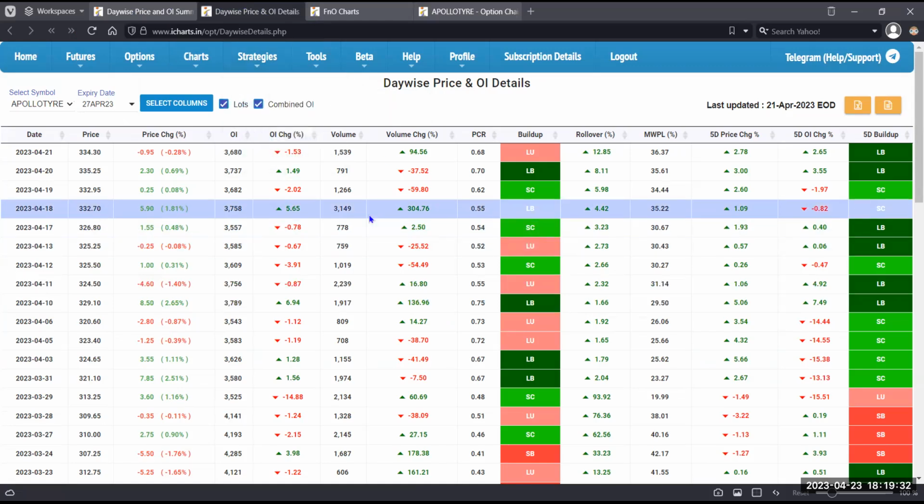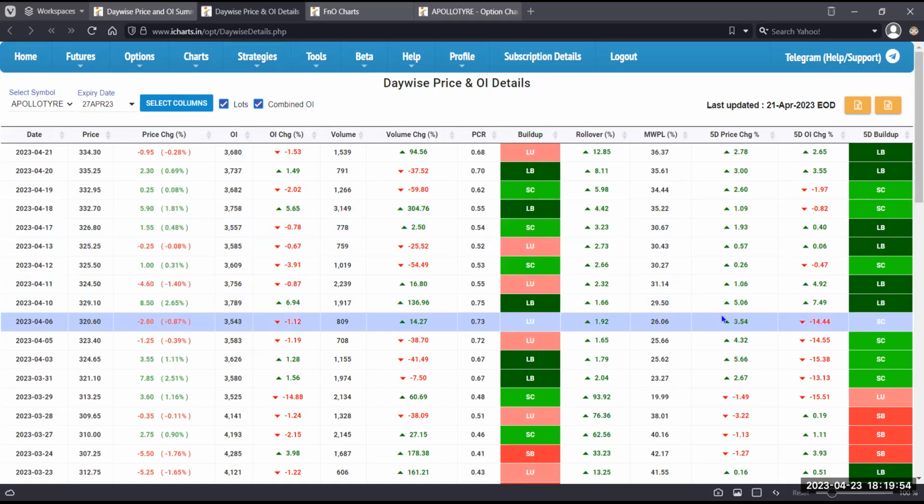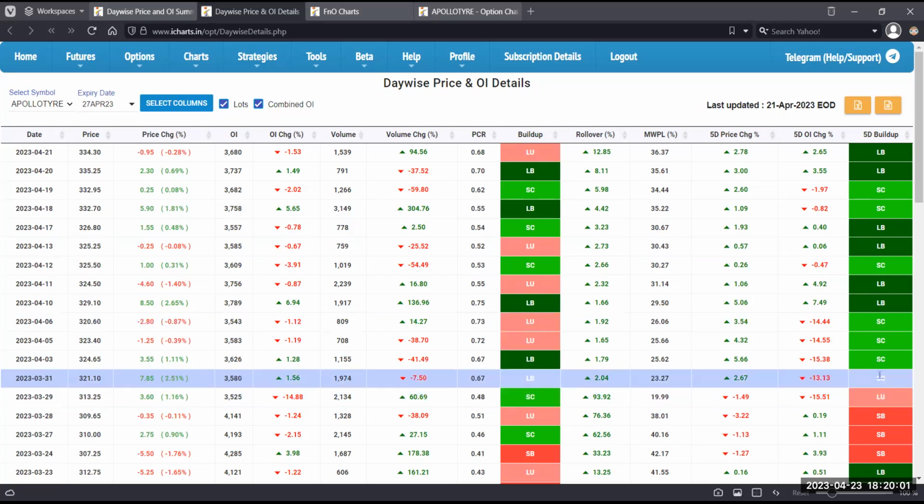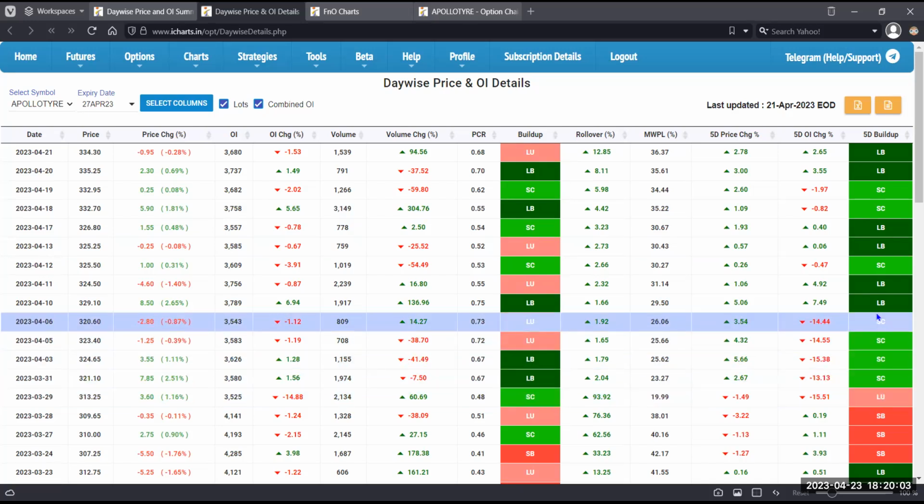Not exactly the same thing, but I think in one of the earlier sessions I discussed this: for example, for this particular script which we are seeing, the turnaround came from the signal which changed from long unwinding on 29th of March. Then there was a short covering. So generally there will be a signal change which comes first.